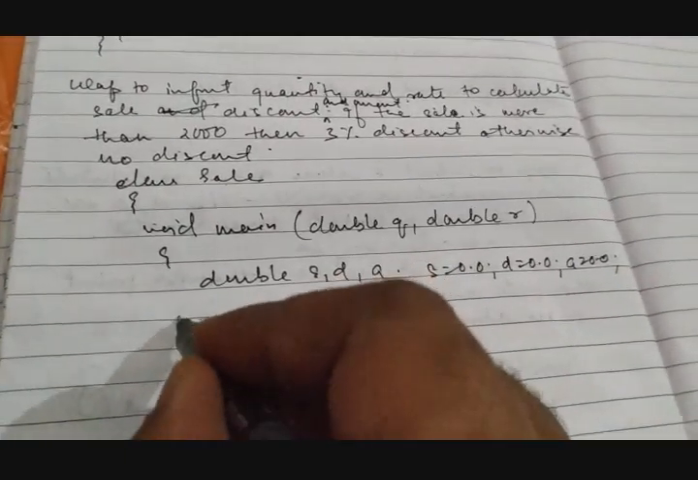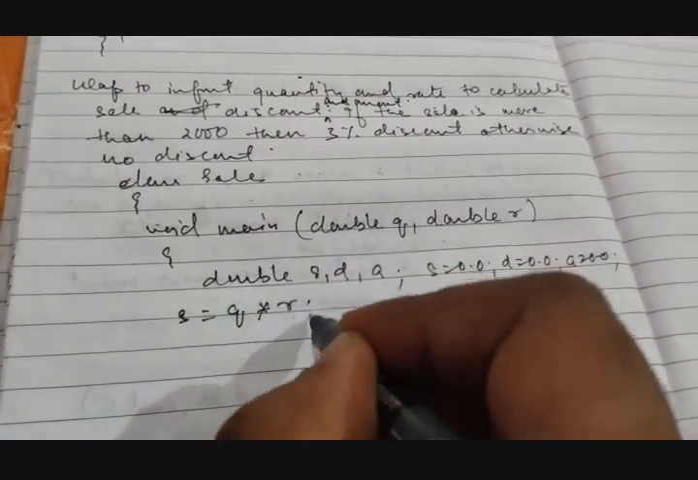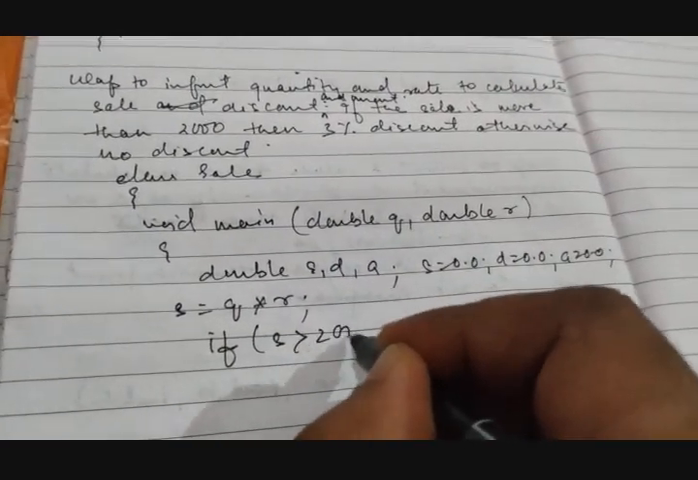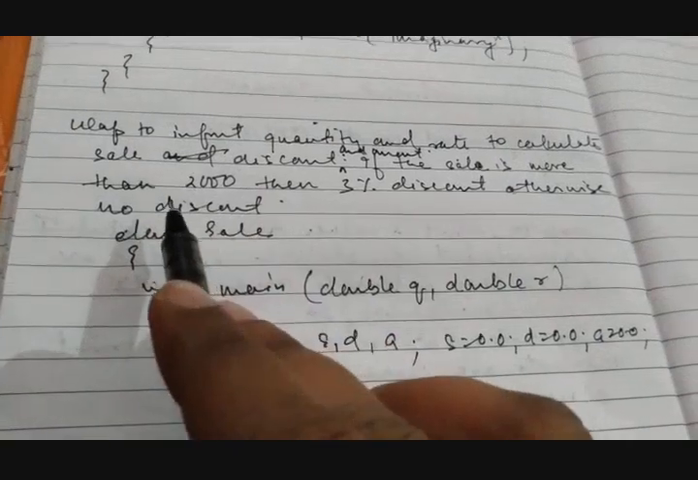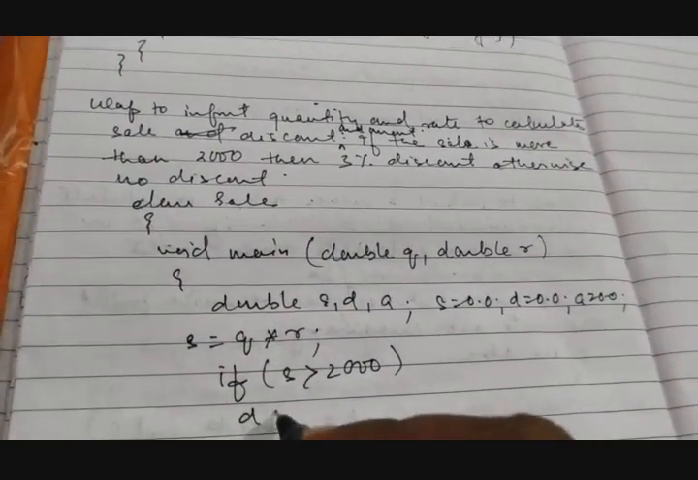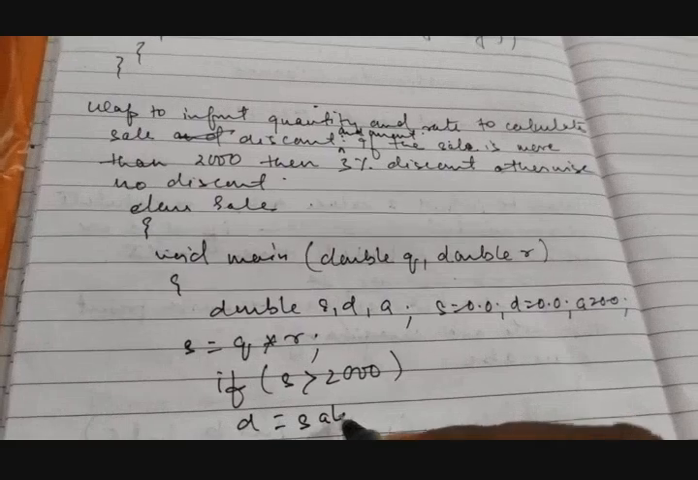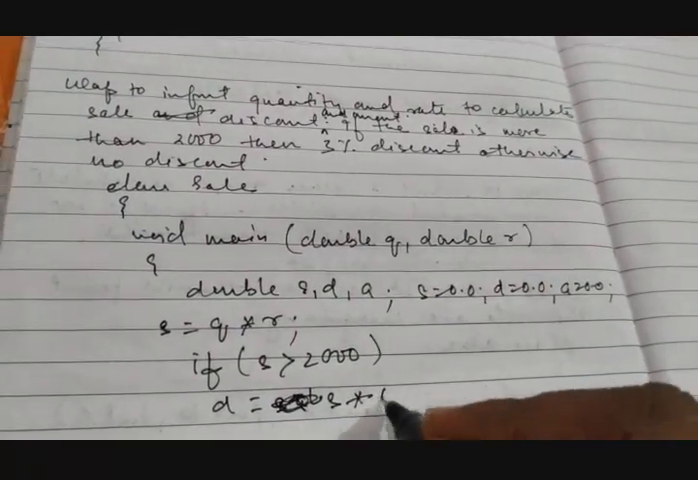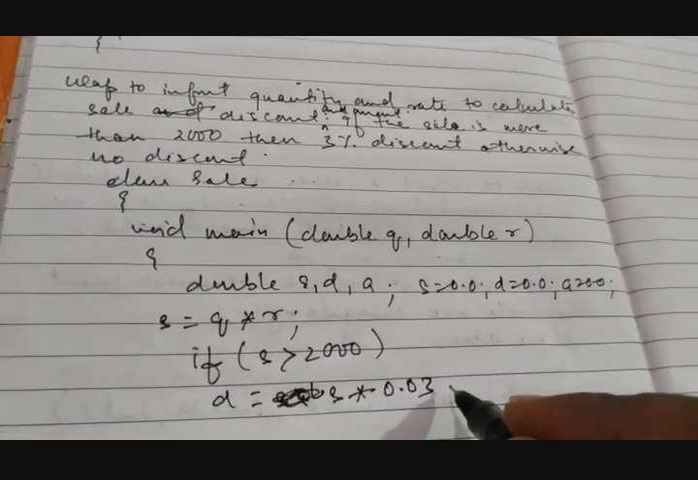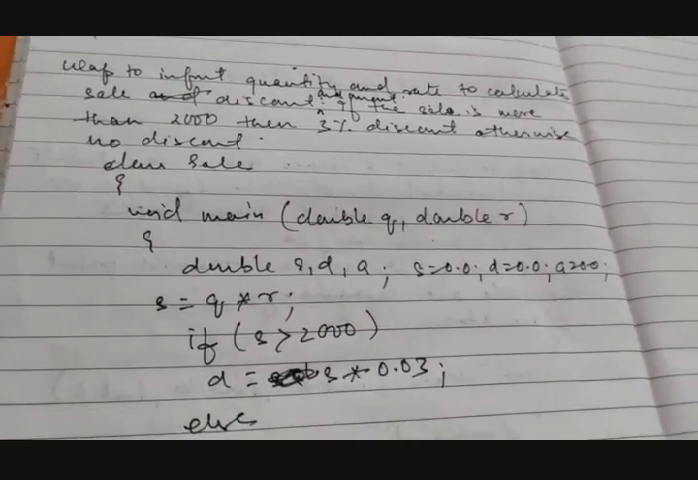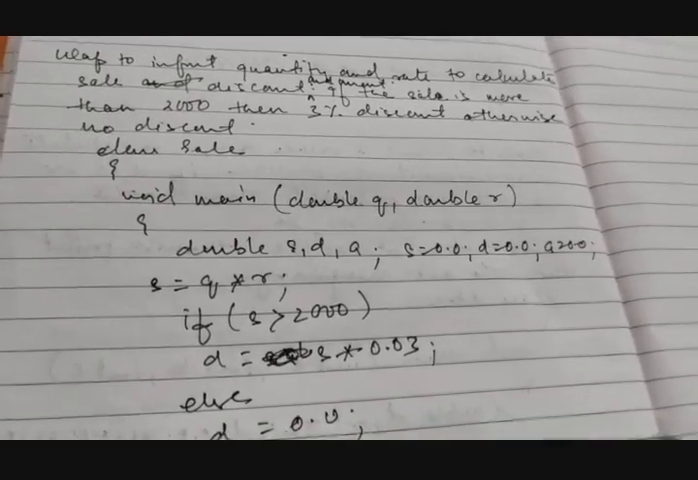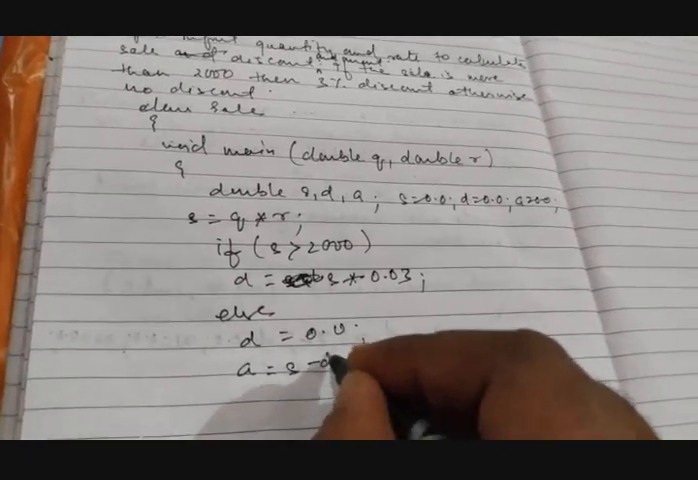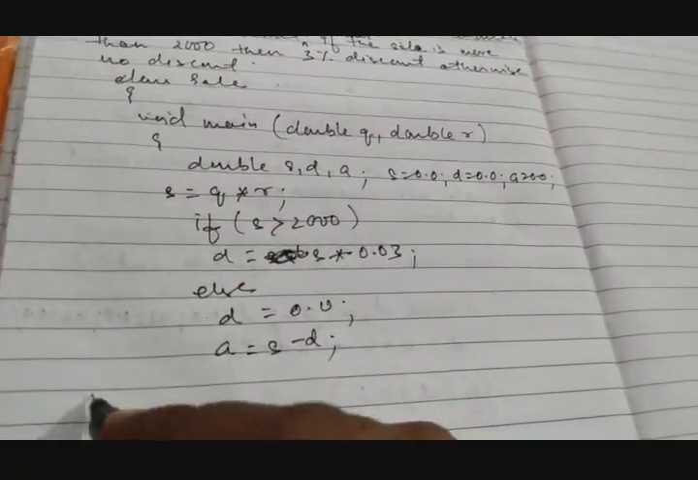Alright, now sale equals quantity into rate. Alright, if the sale is greater than 2000, then discount equals the sale into how many percent? 3%, so 0.03. Else discount equals 0.0, so no discount will be given. Amount equals sale minus discount. So print it out now.